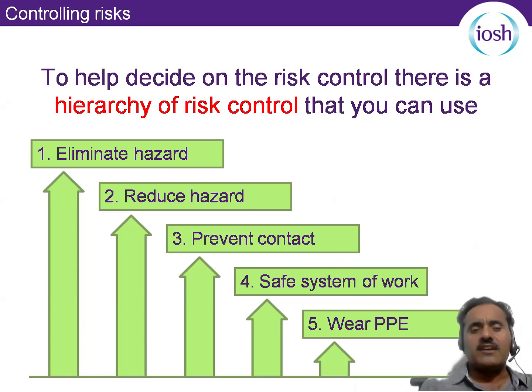So my dear, here you can see this is basically the hierarchy. You cannot directly jump to PPE or safe system of work. You will always go for eliminate hazard first, then reduce hazard, then preventing the contact and safe system of work, and the next one is the personal protective equipment.